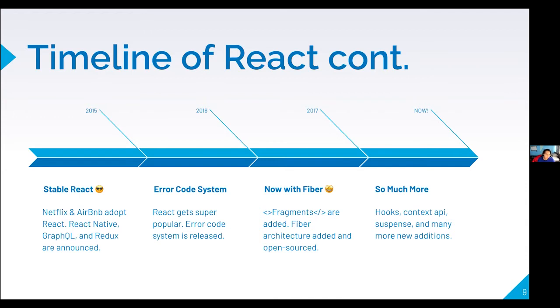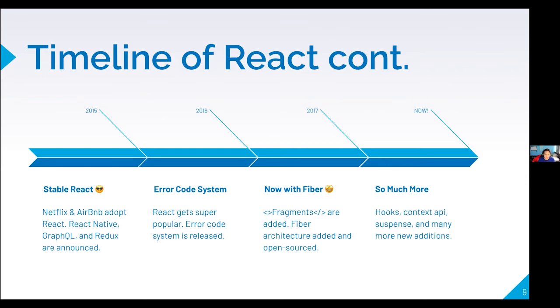Netflix and Airbnb don't have anything in any React documentation that says they jumped on board, but from stalking their Twitters, they actually say that they are now using React. That was really good because it helped get more people on. So in 2016, they brought on the error code system. React got super popular after Netflix and Airbnb shouted out and everything.